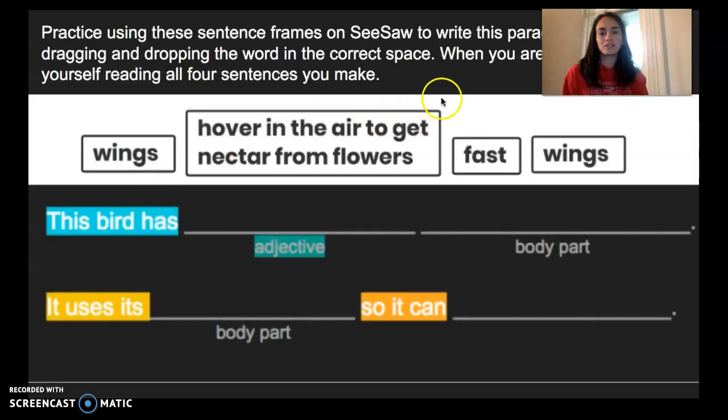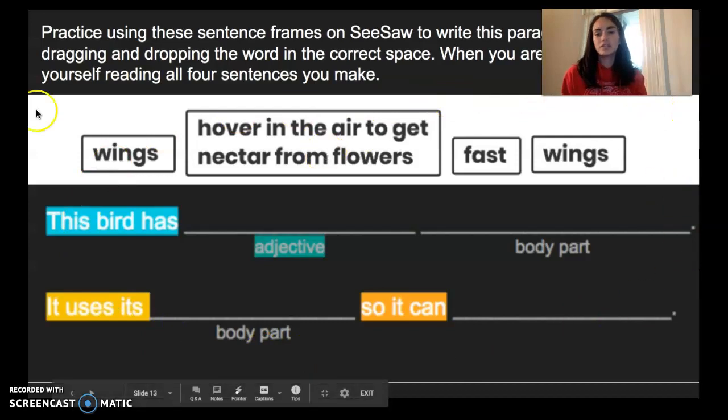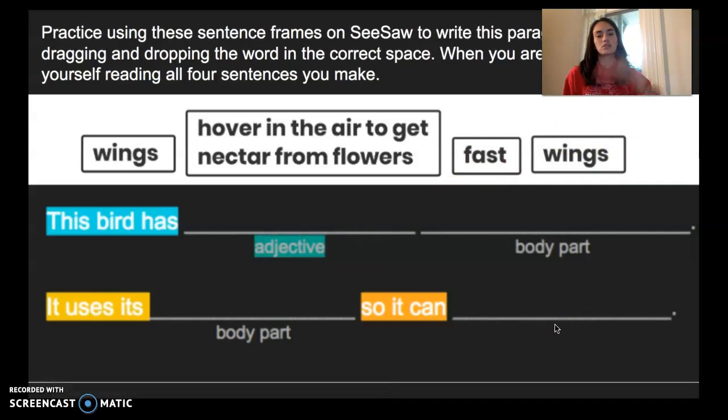So this is what you're going to see on Seesaw. You're actually going to be able to drag and drop each square with words into the right spot. So you're just going to practice putting the words where they go, okay? When you're done, please record yourself reading all of the sentences that you make. So when you're done, you should have made 4 sentences.